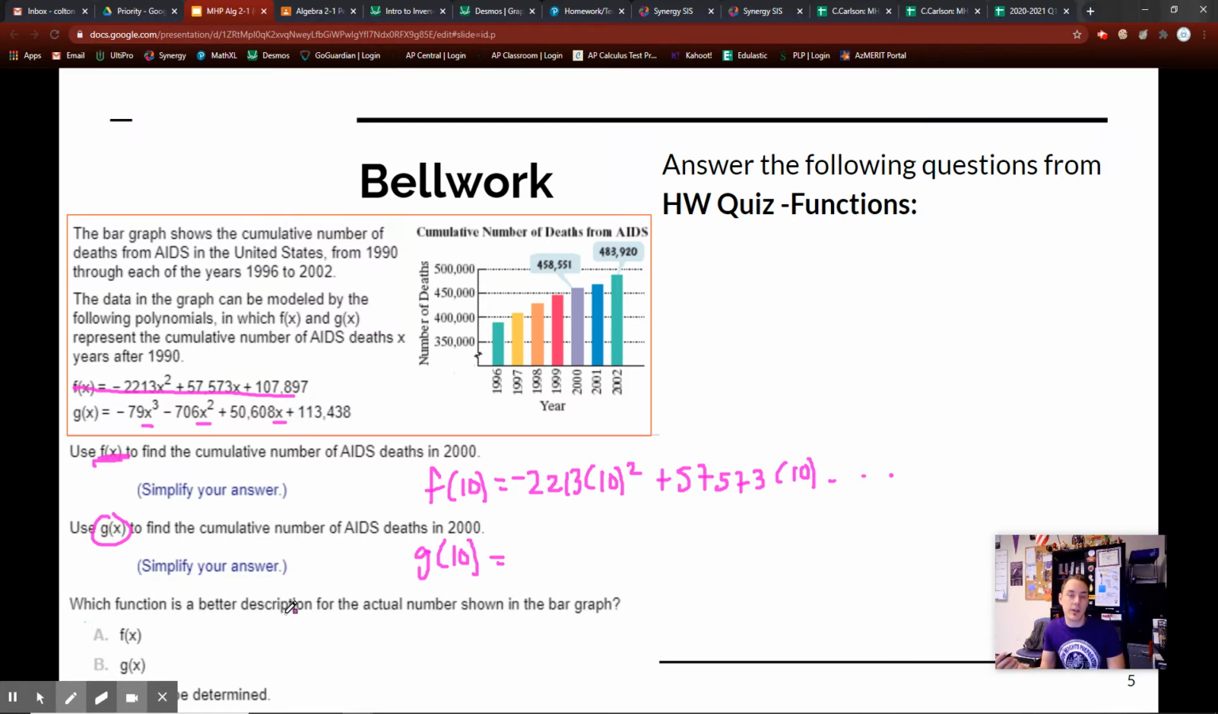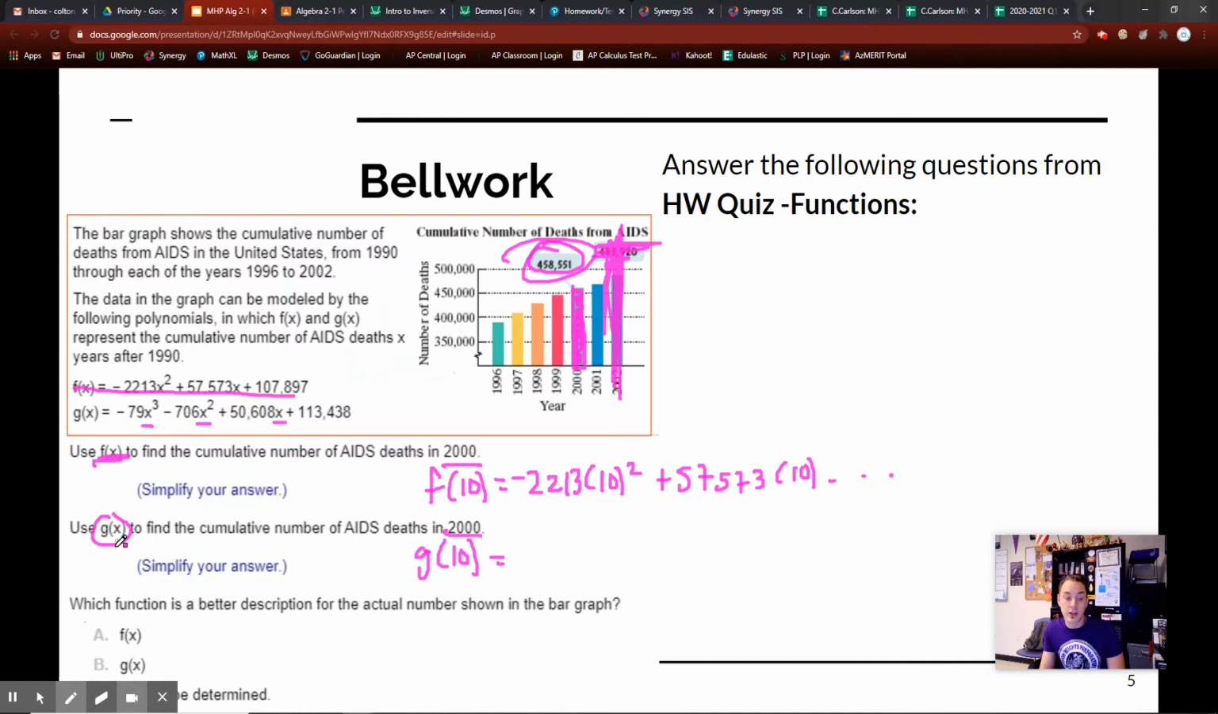The last one is just showing which one is a better description, which one adequately gets this number, okay? Because, again, you're looking at 2000, right? You're not looking at 2002. I don't care about 2002. What I care about is 2000, because that's what I'm looking at.